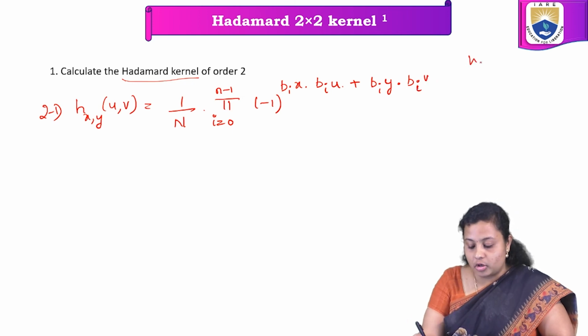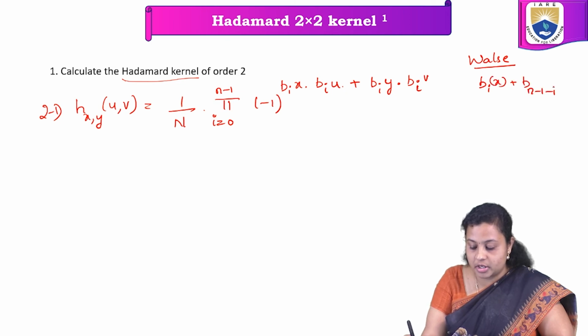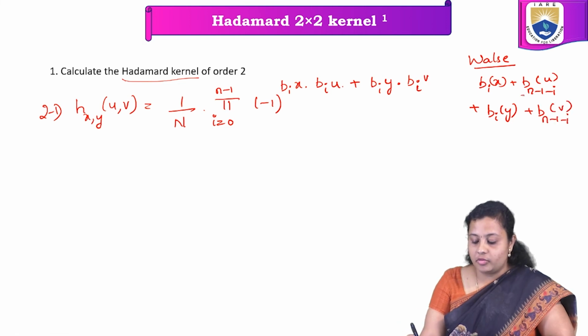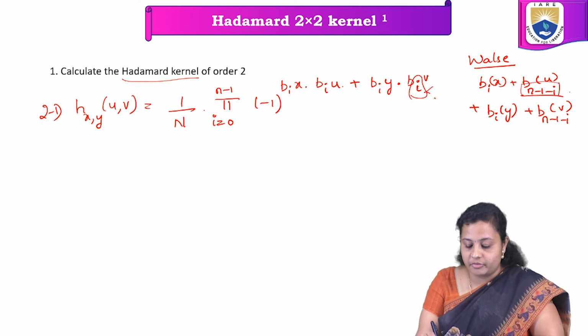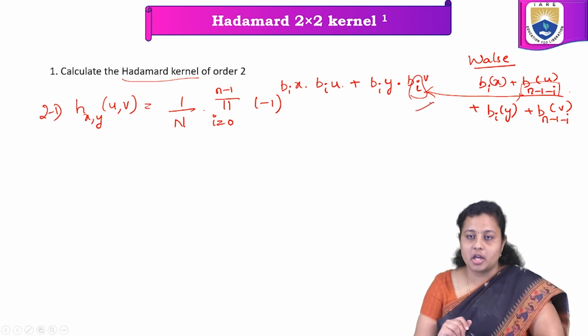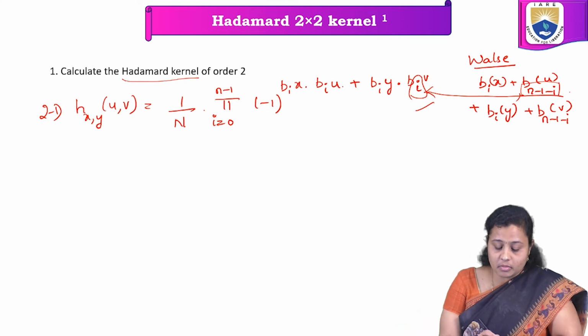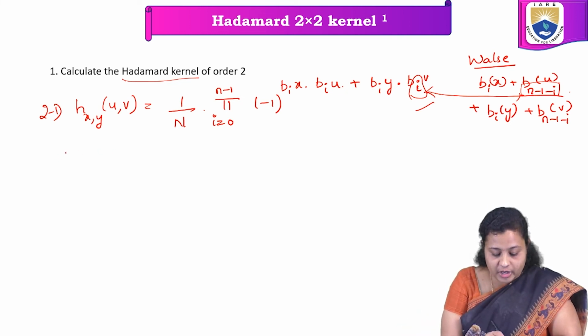So in our Walsh, we have seen that my power of minus 1 is represented by b_i of x into b_(n minus 1 minus i) of u plus b_i of y into b_(n minus 1 minus i) of v. So instead of this n minus 1 minus i, I am representing by i only. So when we represent it in this form, we call it the Hadamard equation. So we get my Hadamard kernel values.